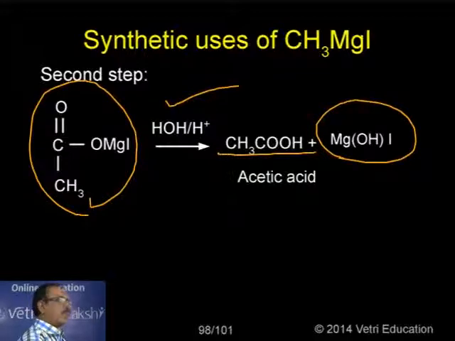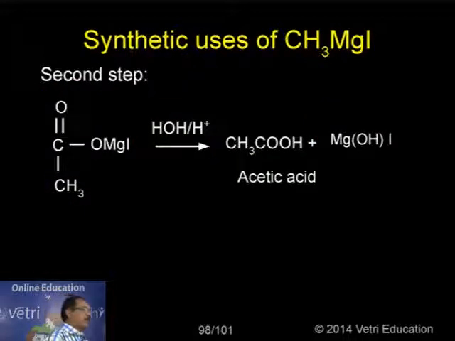So, if you want to get acetic acid, I will use methyl magnesium iodide and carbon dioxide. If I want propionic acid, I will use ethyl magnesium iodide. If I want benzoic acid, I will use phenyl magnesium iodide. Depending upon the nature of the acid required, I will simply change the Grignard reagent. I can get any acid, so any acid can be prepared using Grignard reagent.